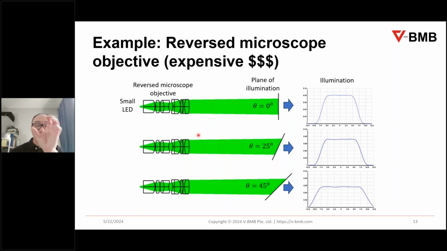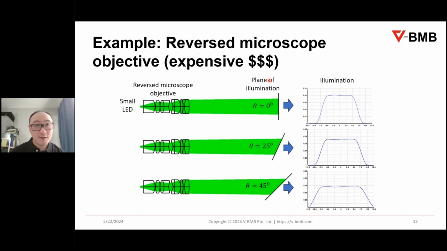You take that microscope objective lens and you reverse it. Here, I have an objective lens that I got from a patent. I just re-optimized it, reversed it, put a small LED at the back focal plane, get the light source to come out, and you'll see uniformity. You see a kind of slope here because the source is not that small relative to the microscope objective. If you make it smaller, you could get this to be more vertical. But in any case, within a region of interest that's smaller than this extent here, you can see it's pretty flat. Then you tilt it at 25 degrees, it's still flat. Tilt at 45 degrees, it's still pretty flat as well, right?